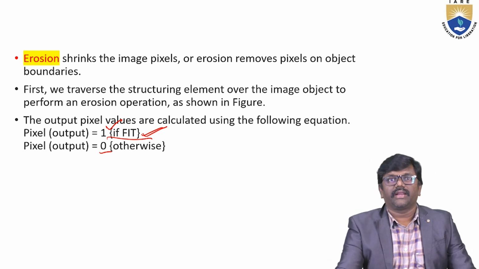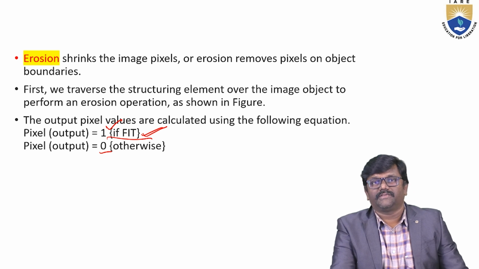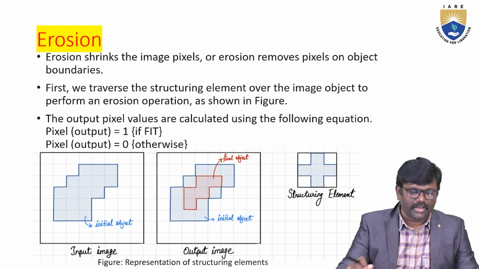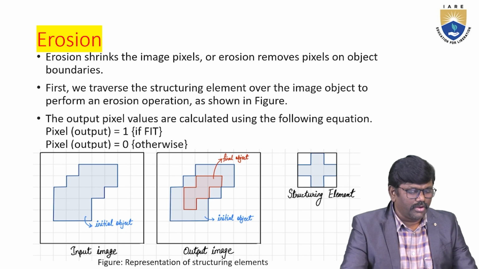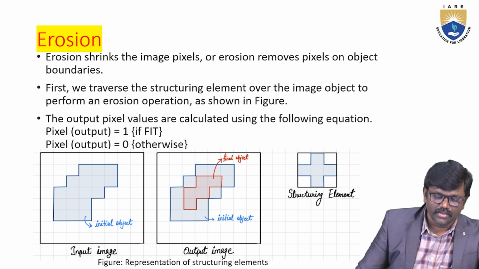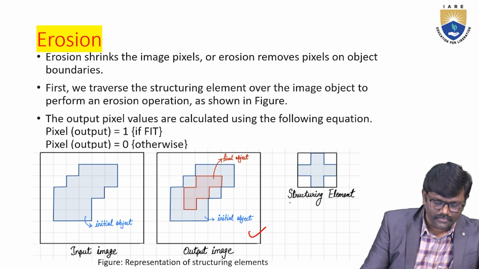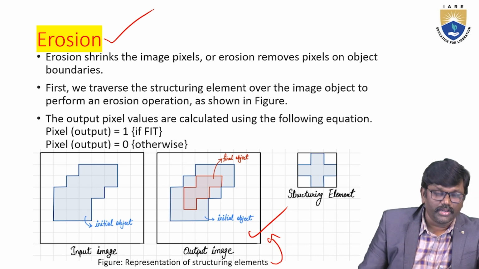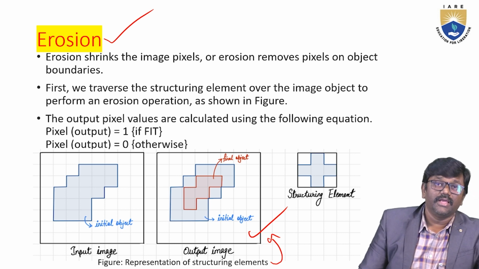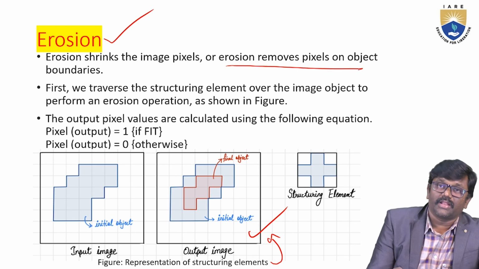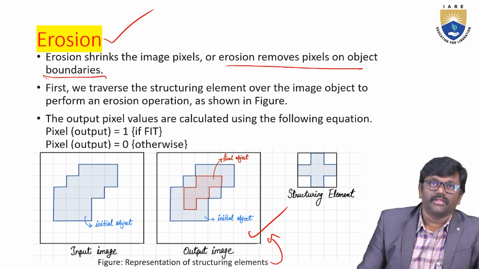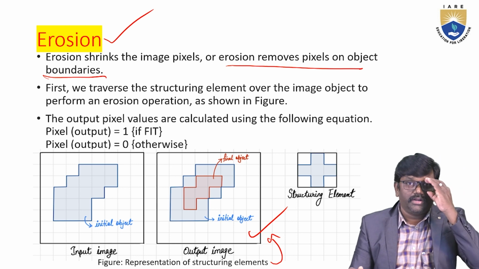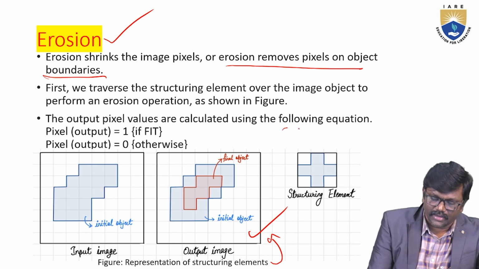So we understood already the fit, hit, miss. Based on that, we can see erosion. Now we are going to define it with the following figure. This is your figure. So this is the representation of your structuring element in terms of erosion. What is the definition of erosion? Erosion shrinks the image pixels, or erosion removes pixels on object boundaries. How is it processed? Let us see with the help of the mathematical equation.